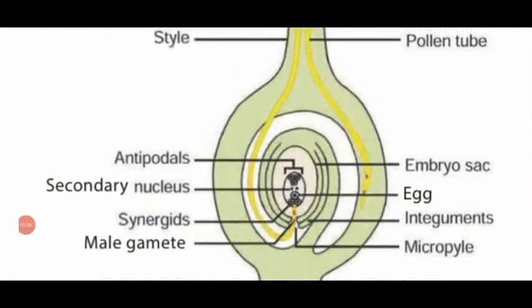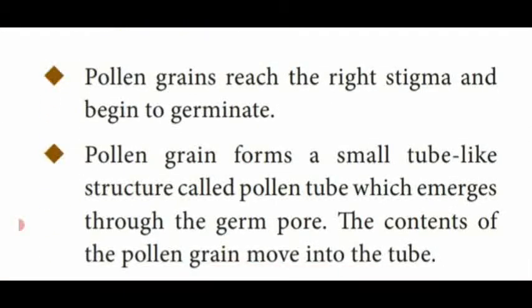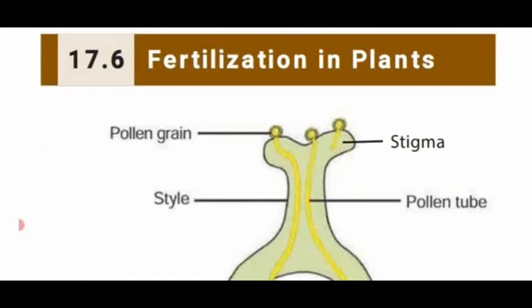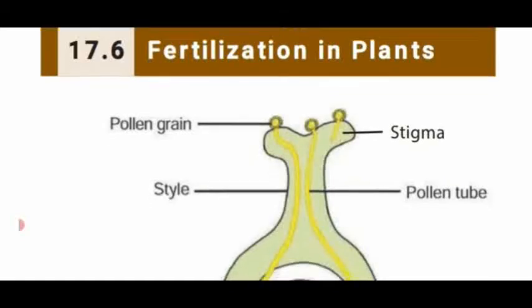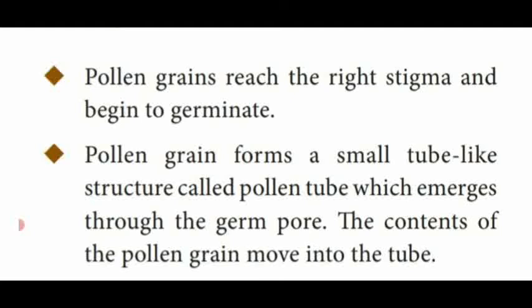Dear students, the process of fertilization. First, pollen grains reach the right stigma and begin to germinate. I told you, this is the topmost region, said to be the stigma. The pollen grains reach the stigma and attach to the stigma region, and they get ready to germinate. Germinate means what? It produces the pollen tube.